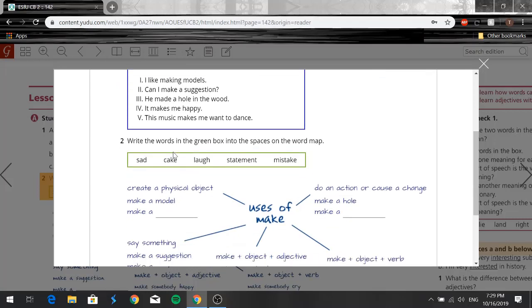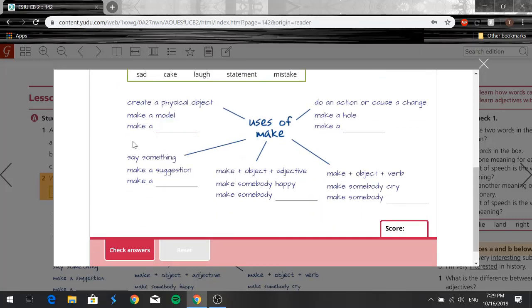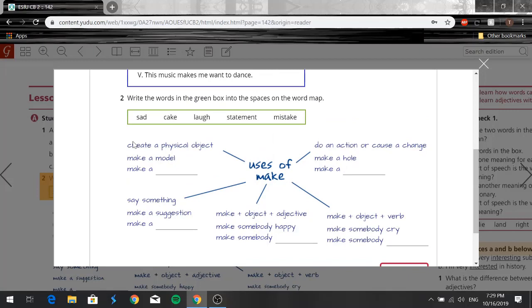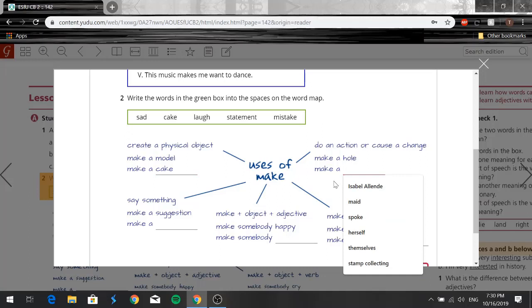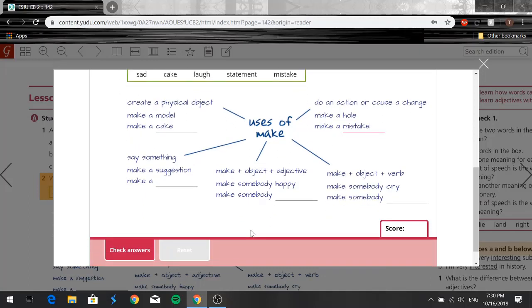That's about it. So now let's go to the word map here. Here we have the different uses of make. Okay? So we have create a physical object, make a model, or even make a cake, right? This is from the green box here. Another use of make is doing an action or causing a change, such as make a hole or make a mistake, right? One more use for make is saying something. So for example, making a suggestion or make a statement, right? All of these are uses of make.